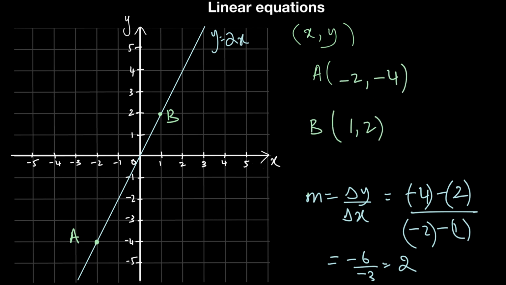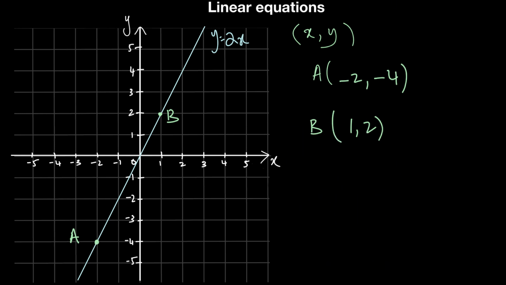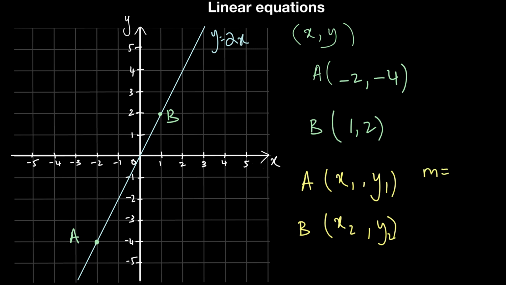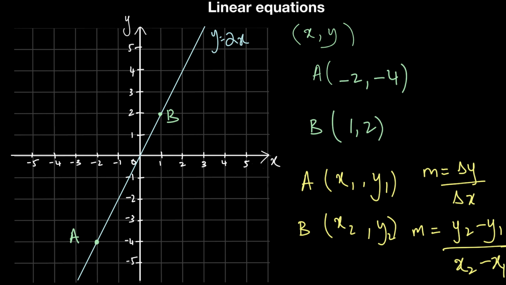So more generally, if I took A as my starting point here, I can say that A is simply (x1, y1). And B, which is my endpoint, is simply (x2, y2). And if I know that the slope is the change in y over the change in x, I know that the difference between the values of y is y2 minus y1, whereas the difference between the values of x is x2 minus x1. So this is probably an equation that you are familiar with from previous years: the slope is simply y2 minus y1 over x2 minus x1.